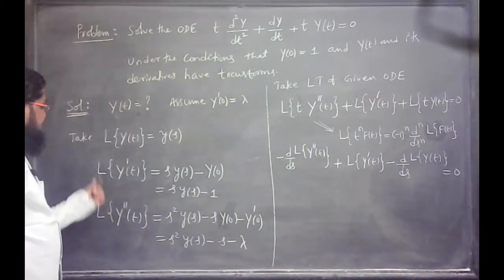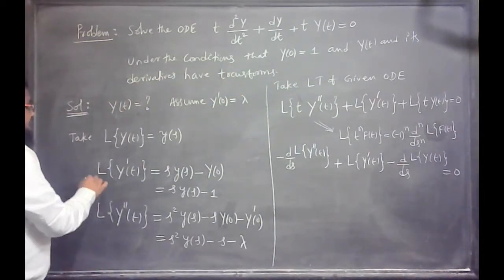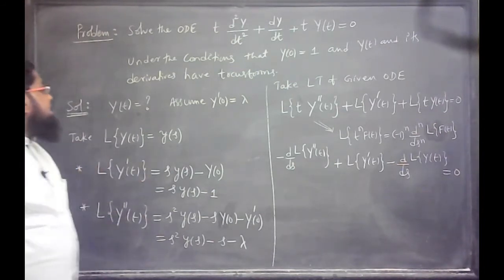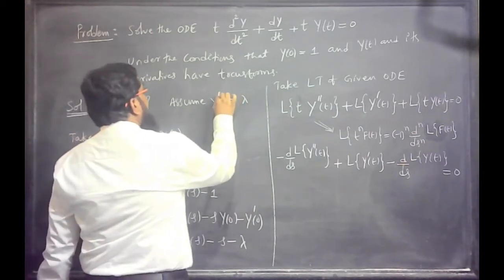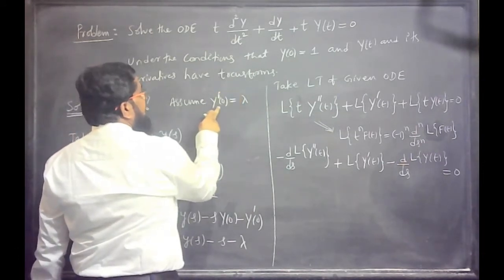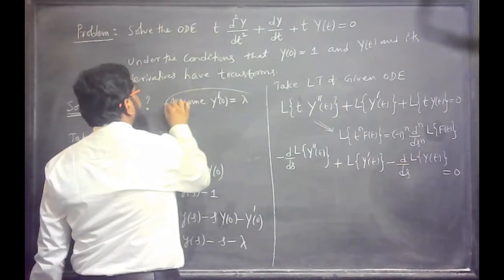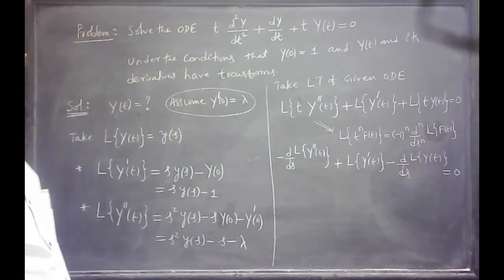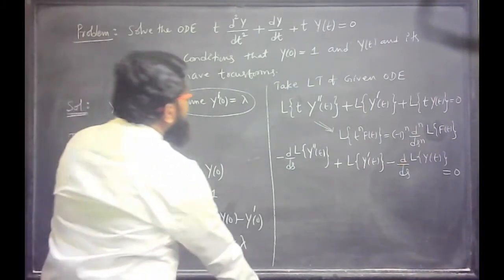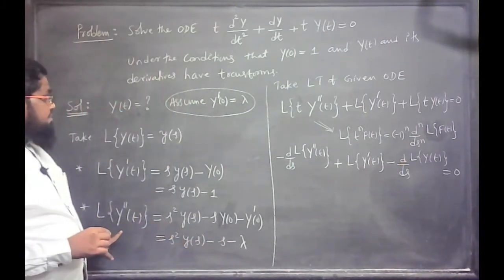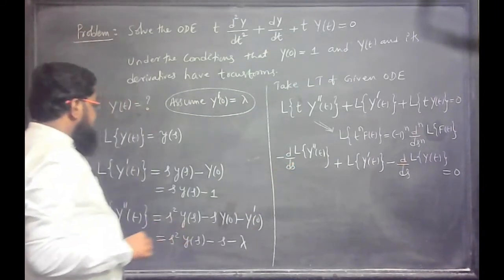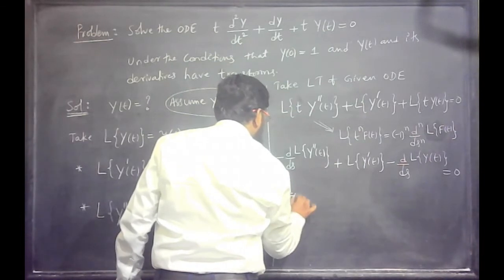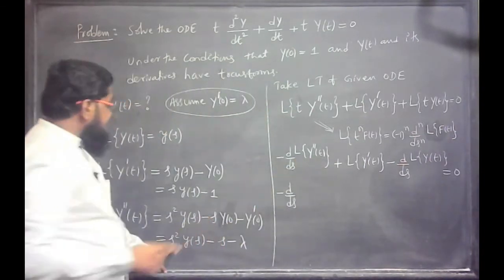Now you substitute here. You have already taken this, you know this already. Now I am substituting, remembering this, the derivative y prime at t equal to 0. I am taking some constant lambda that we need to determine. Okay, fine. Now let us put y double prime here. If I substitute there, what will I get? Minus d by ds of the Laplace transformation, s square y of s.